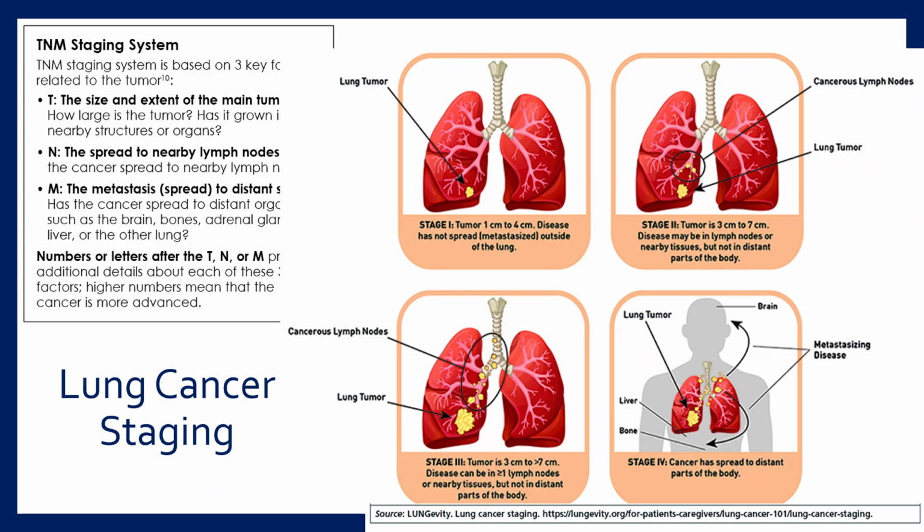Quick analogy here is think of T, N, and M like wildfire tracking. T is how big the fire is, N is whether nearby areas are burning, and M is whether embers have jumped miles away. A small contained fire is manageable. A wildfire with spot fires everywhere is a very different situation. Bottom line here is that TNM staging can guide prognosis, determine treatment options, and predict survival. And it also relies heavily on accurate pathology evaluation.